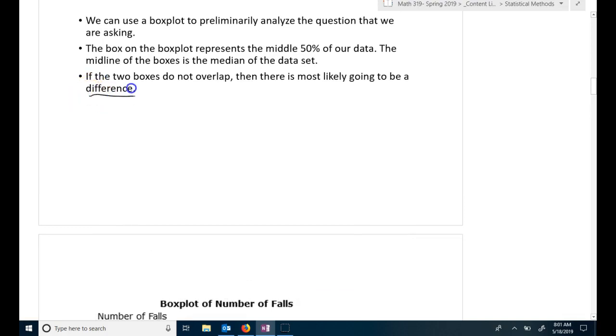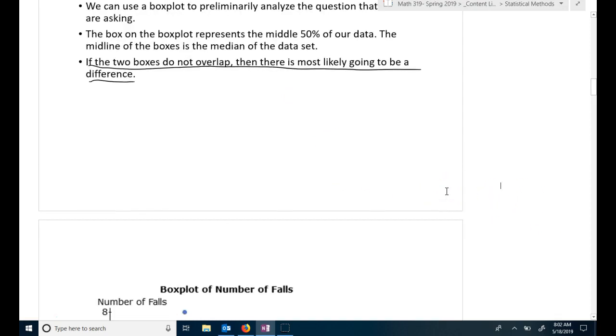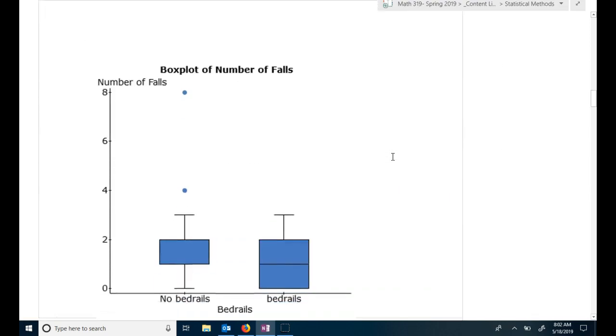This is going to be especially true when we do ANOVA, but it's also pretty much true when we do a t-test. Okay? It doesn't mean that if there is an overlap we won't see a difference. It just means that if there's no overlap, then we will see a difference.